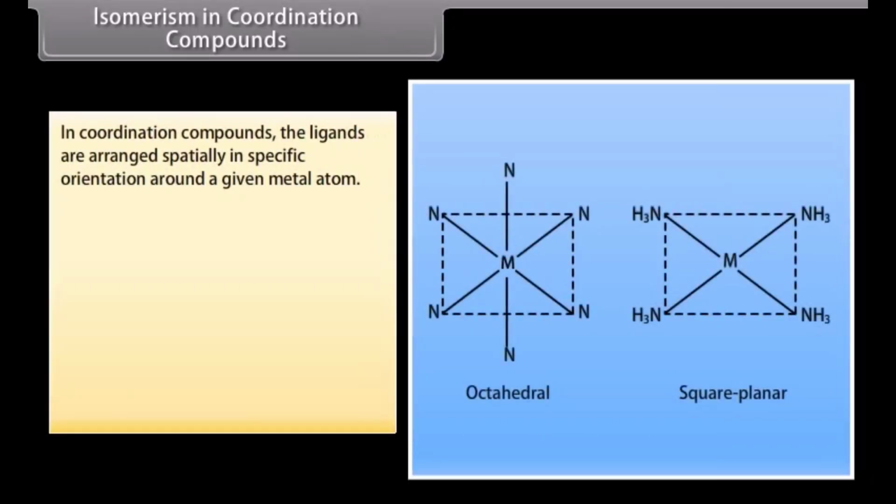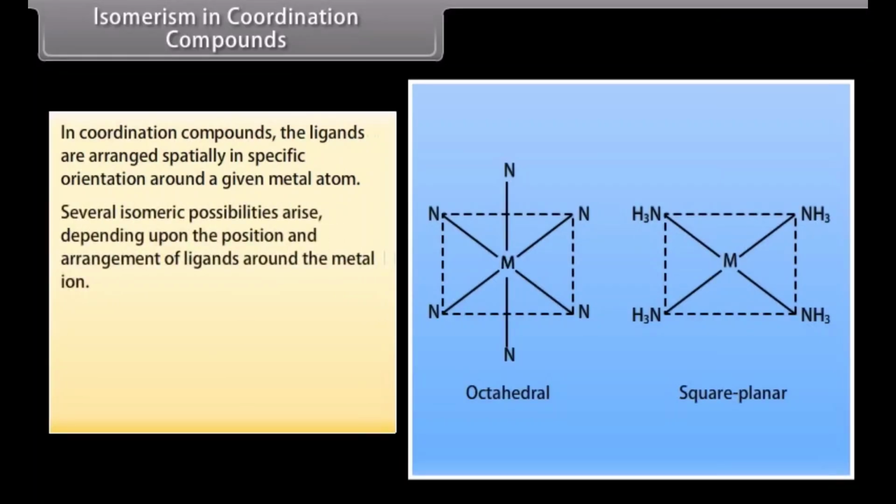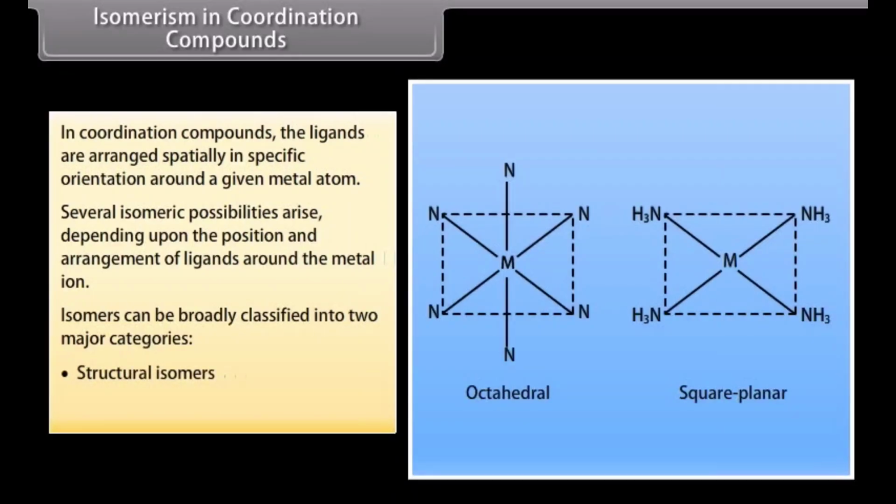In coordination compounds, the ligands are arranged spatially in specific orientation around a given metal atom. Several isomeric possibilities arise depending upon the position and arrangement of ligands around the metal ion. Isomers can be broadly classified into two major categories: structural isomers and stereoisomers.